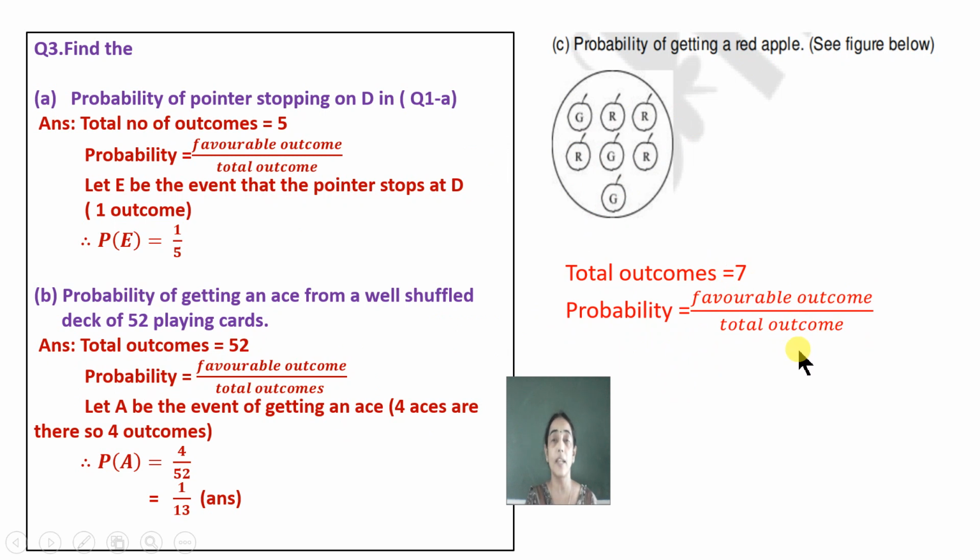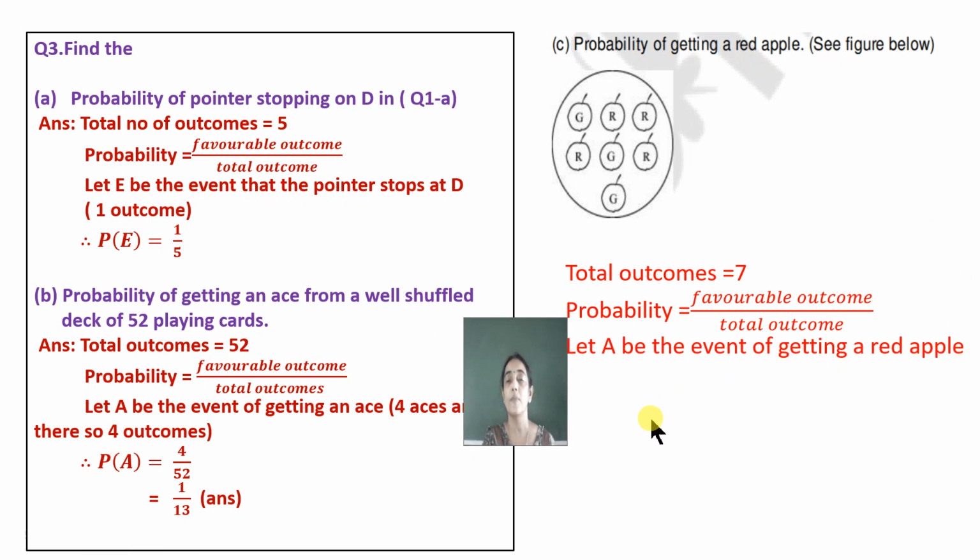What should be my next statement? Yes, let A be the event of getting a red apple. So we write let A be the event of getting a red apple. So therefore probability is equal to, after that, total favorable outcomes are 4. Now P of A is equal to favorable outcome 4 upon total number of outcomes 7. This cannot be simplified further, so we will leave it as it is.